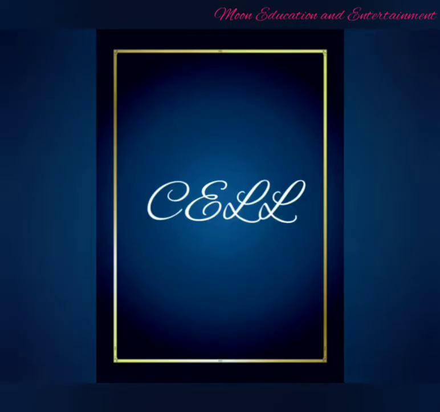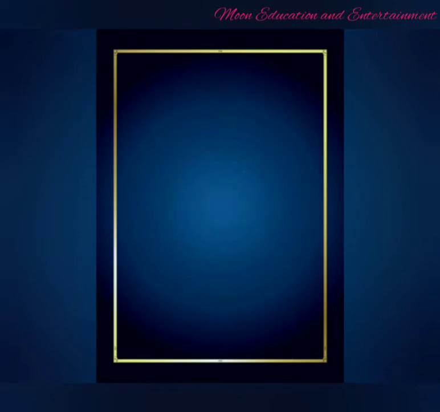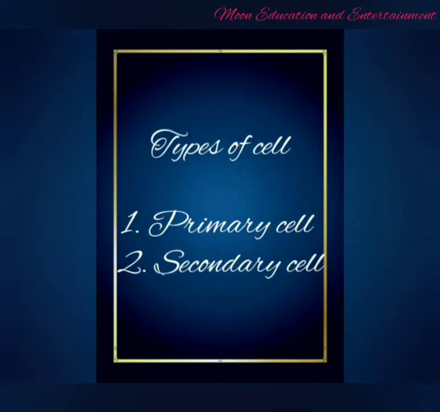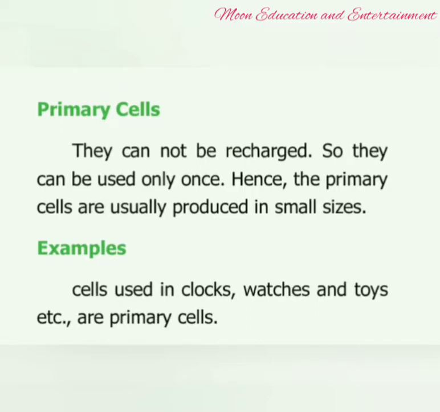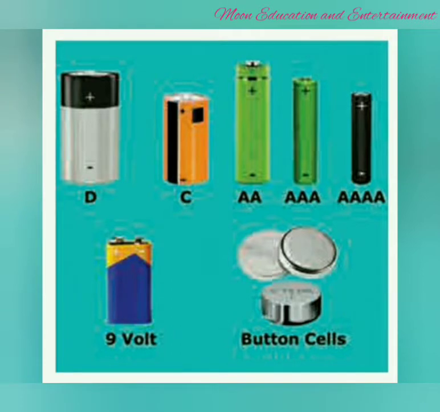Cell. There are two types of cells, primary cell and secondary cell. Primary cells. The cells which cannot be recharged again and can be used only once, we call primary cells. Primary cells are usually seen only in small sizes. For example, we can use such cells in clocks, watches, and toys. These are a few examples of primary cells.